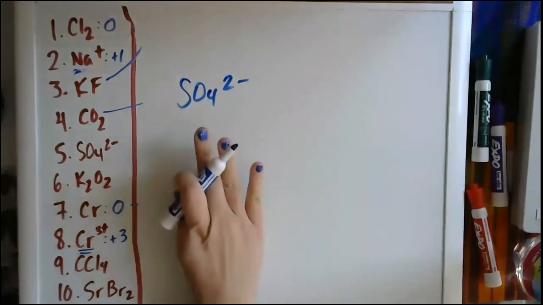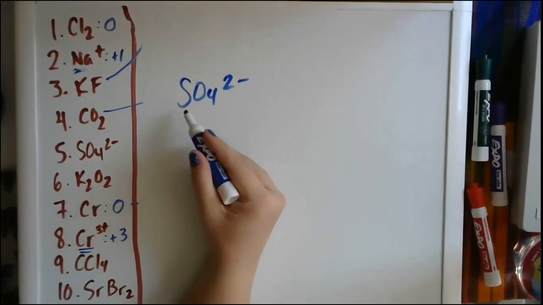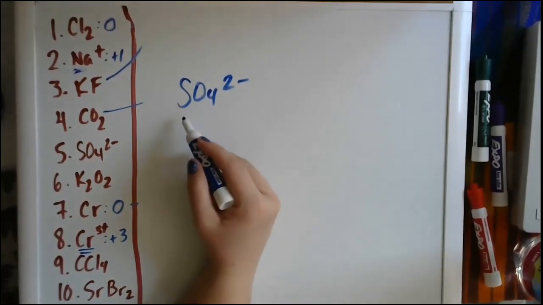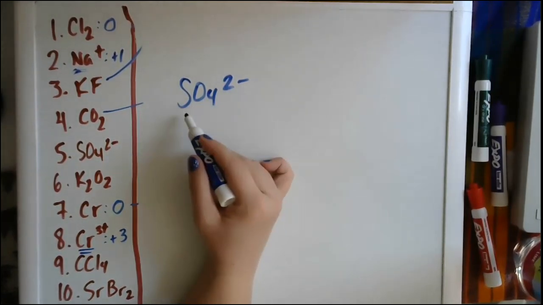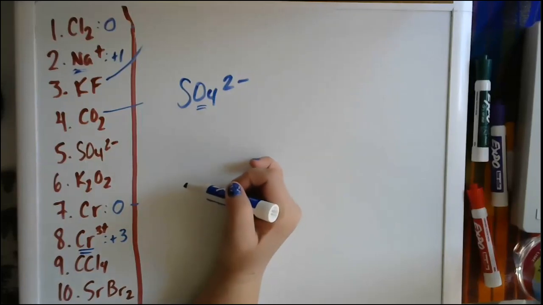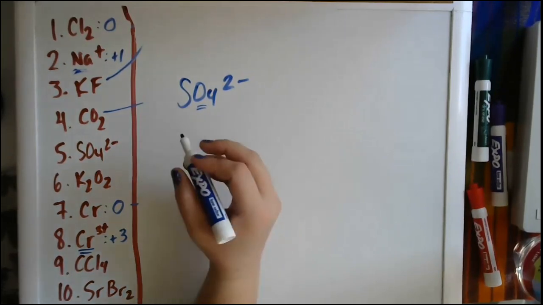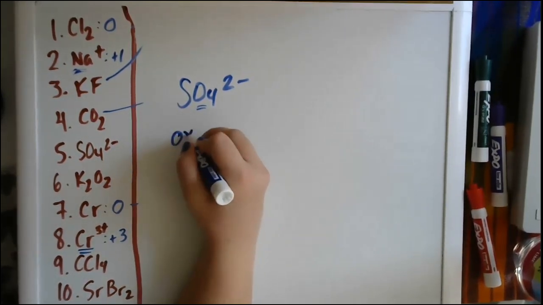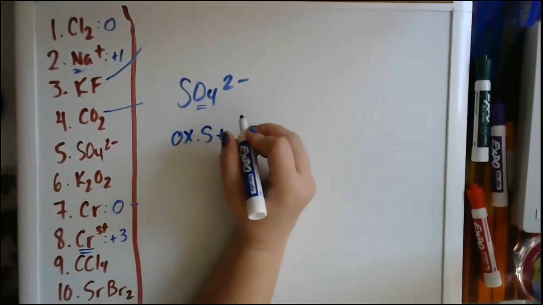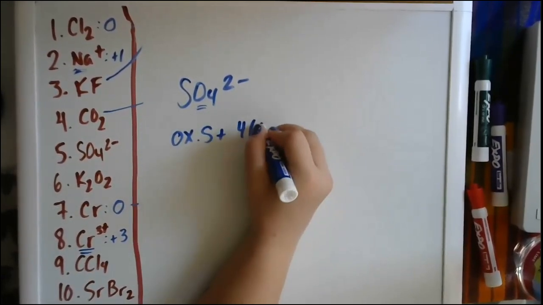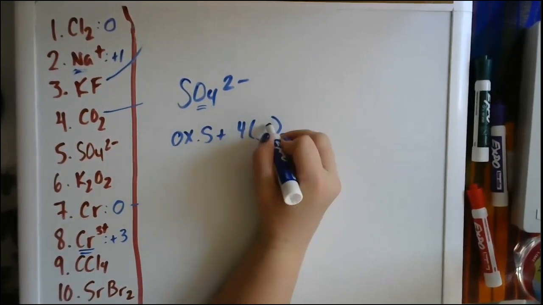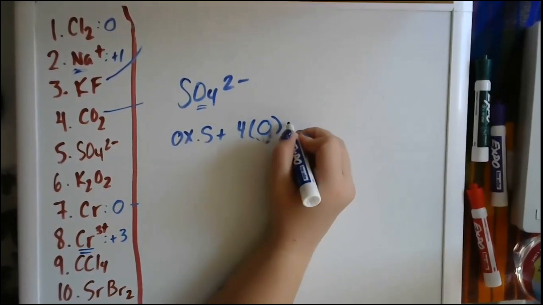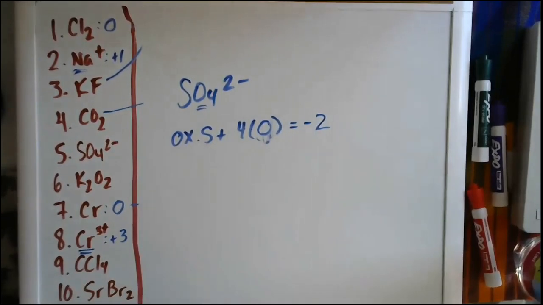SO4 2-. This is a polyatomic ion. So now when we sum up the oxidation states of the components of this polyatomic ion, we should get -2. Between the sulfur and the oxygen, we're going to use the oxidation state of oxygen from our previous list as our starting point. And we will set it up like this. The oxidation state of sulfur plus 4 times the oxidation state of oxygen. I should use a big O there. Just make it O. That's going to equal -2.